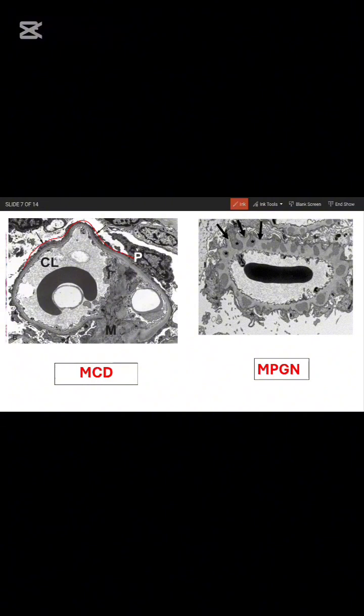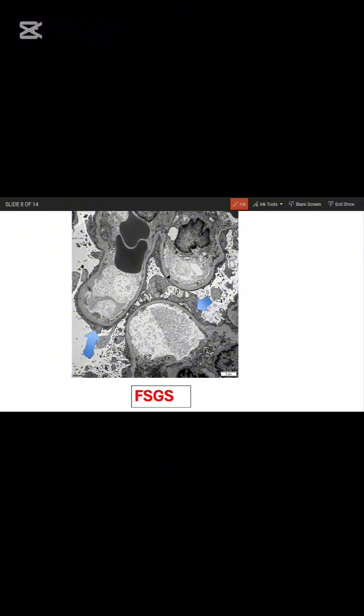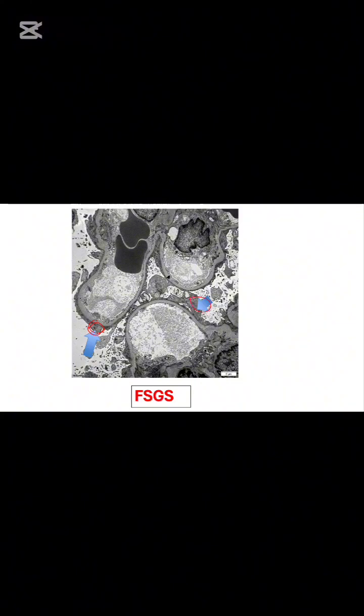And in case of MPGN, as you see, there is the thickening of the basement membrane and it forms a tram track appearance. That means two parallel lines. Okay, so now in case of FSGS, there is the deposition of the immune complex in the mesangial layer, not in the subepithelial or subendothelial layer or in the basement membrane. It gets deposited around the mesangial layer.